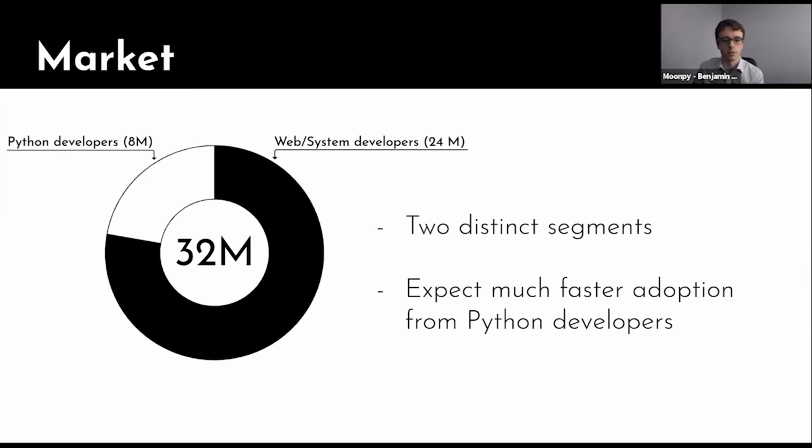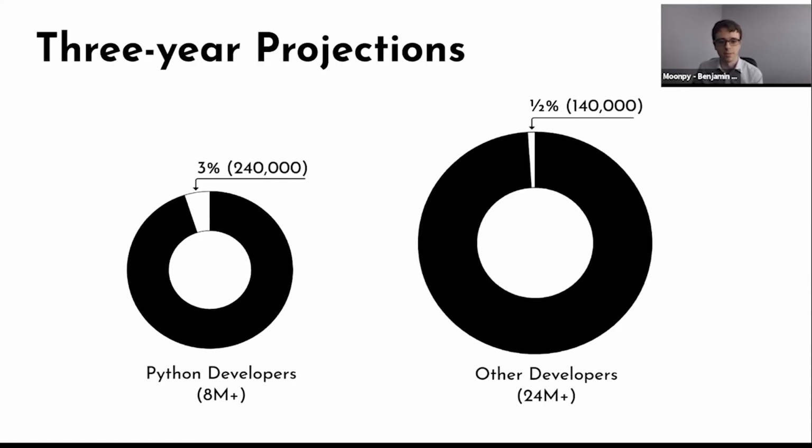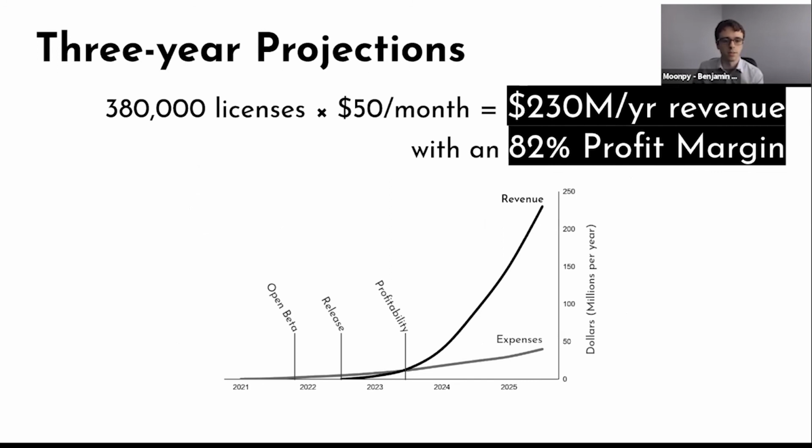If a company were able to capture the entire market, it would generate 19 billion in annual revenue. Obviously, I'm not expecting the entire market. Instead, I expect to capture 3% of the current Python market, which is reasonable following Anaconda's adoption rate. Plus, I project Moonpy will capture 0.5% of the systems in the web market within the same 3-year period. Using those projections, in 3 years, Moonpy would have a yearly revenue of $230 million.